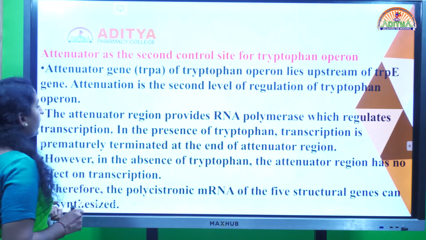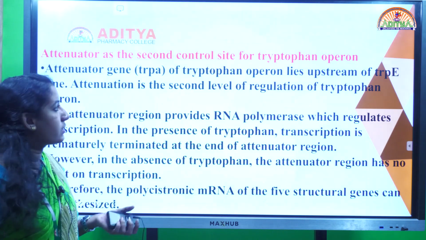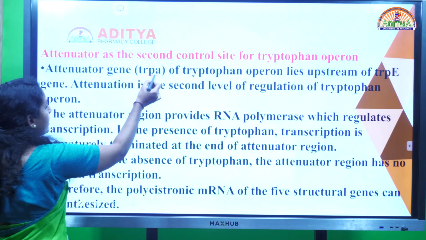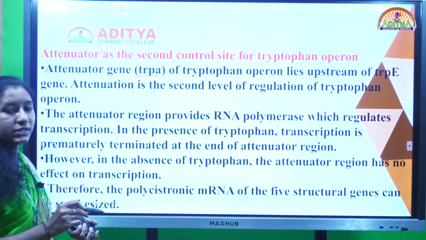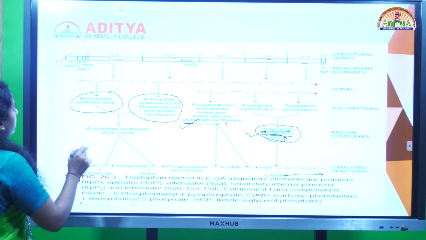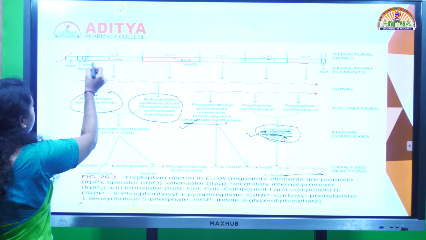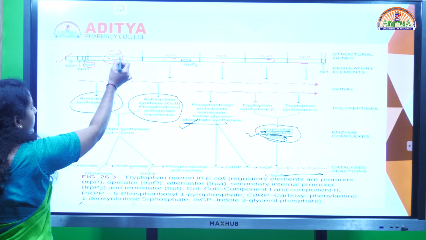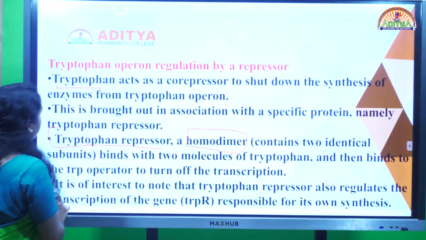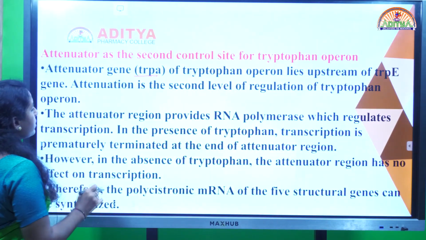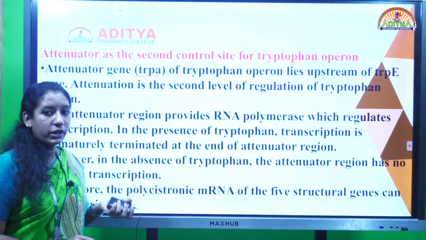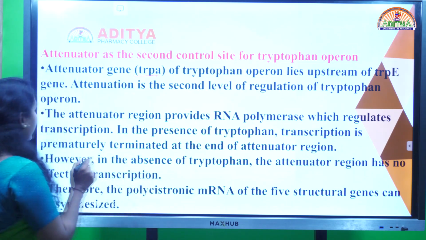So next, coming to the attenuator as a control site of this tryptophan operon. There is an attenuator gene which lies upstream of the tryptophan E gene. If you observe the structure, upstream to this tryptophan E structural gene, there will be the tryptophan attenuator site. So this also controls the transcription.